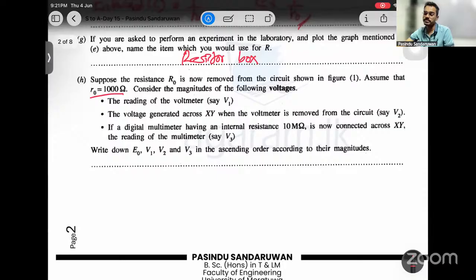Minimum should be the voltmeter reading now, because it has a resistance of 1000 ohms. The lower the resistance, the higher the absorption of voltage, because the resistors are in a parallel combination.